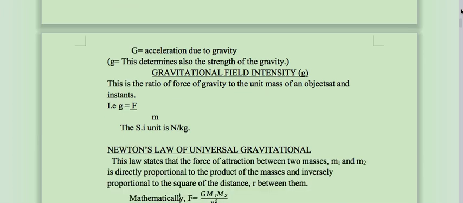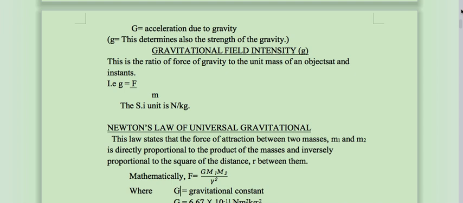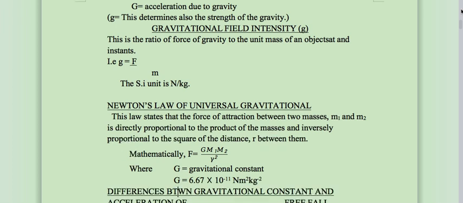Now, let's talk about one man that was able to explain the gravitational laws. No other person like our dear beloved scientist, Sir Isaac Newton. Newton's law of universal gravitation. This law states that the force of attraction between two masses, m1 and m2, is directly proportional to the product of the masses and inversely proportional to the square of the distance r between them.